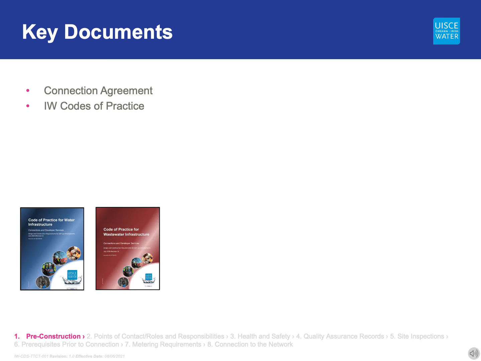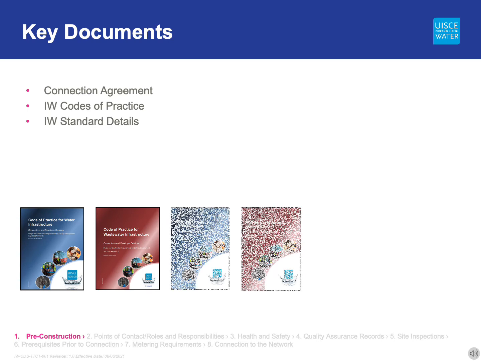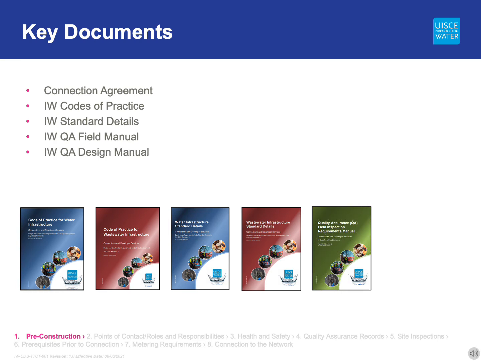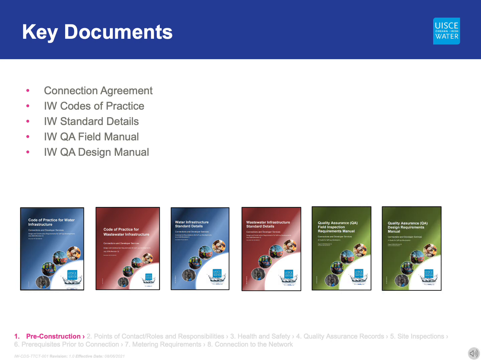The developer must be familiar with the contents of the connection agreement and must comply with its requirements. The Irish Water technical guidance documents are given to the developer on a USB stick when the connection agreement is issued. The documents are Codes of Practice for Water and Wastewater, Standard Details for Water and Wastewater, Irish Water Quality Assurance Field Manual, Irish Water Quality Assurance Design Manual. These documents are also available on the Irish Water website, on the Technical Guidance section of the Developer Services webpage.